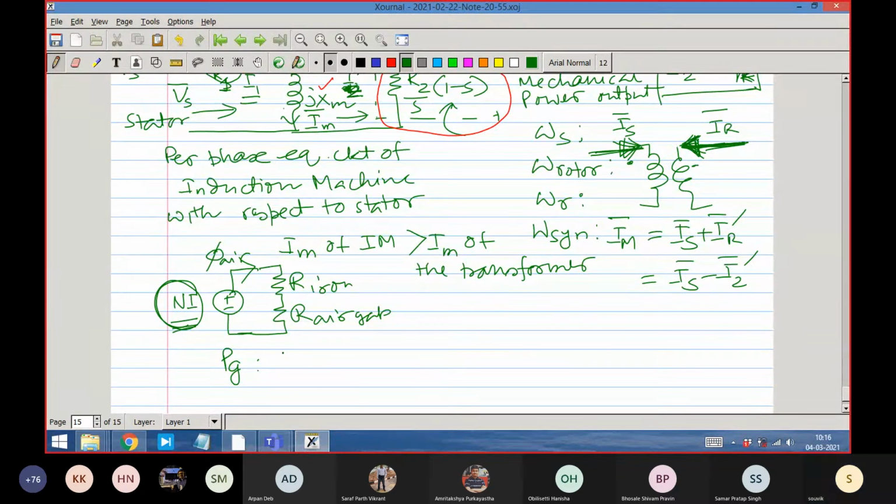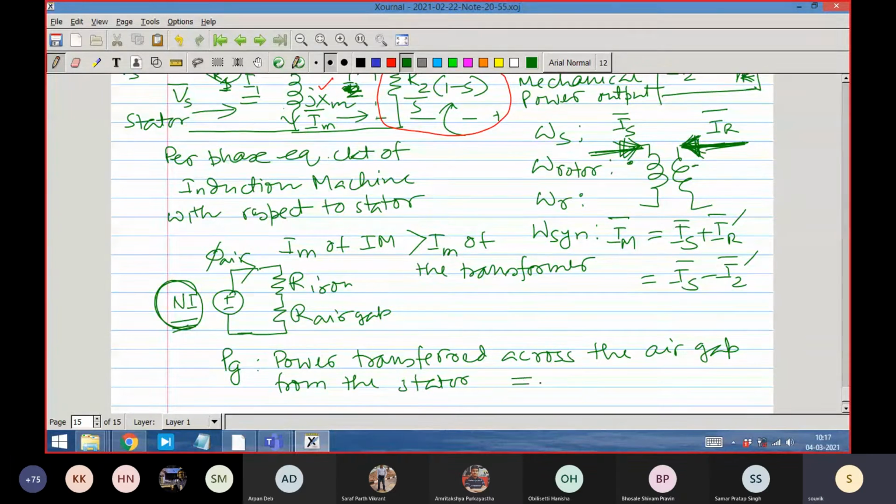That is power transferred across the air gap from the stator. Okay, which is nothing but, as we know, it is P stator minus I1 square into R1. By the way, you must understand that this is a single phase equivalent circuit.